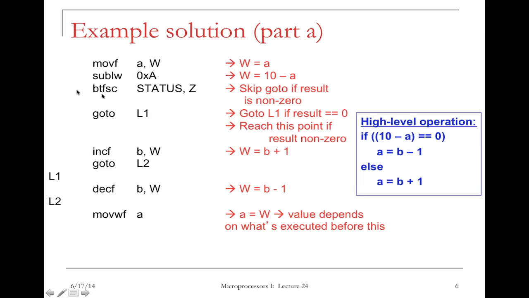We're going to do a bit test. We're going to test a bit from a register, and if that bit is clear, then we're going to skip the next instruction. Okay, it takes a little bit of time to get used to these complex opcodes. So this instruction will test Z, the 0 flag, out of the status register. It will skip the next instruction, which is this one, if Z is a 0.